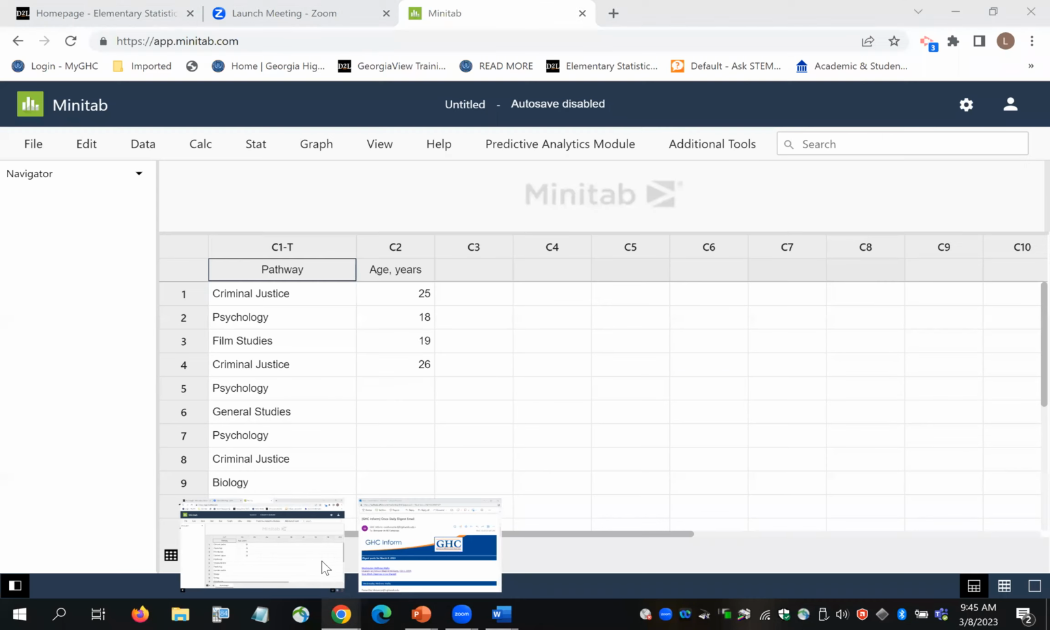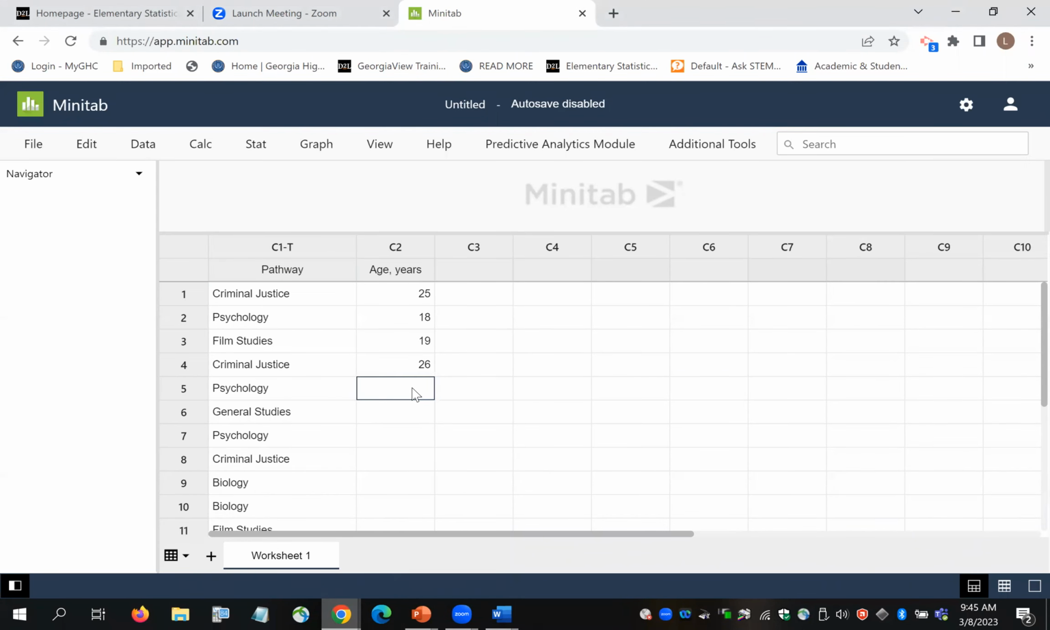In contrast to that, and I'll tell you my age since y'all tell me yours, I'm 54. So the age in years, again, notice it just says C2. Minitab recognizes that that column is numbers, and so it would allow you to perform mathematical calculations with that column.